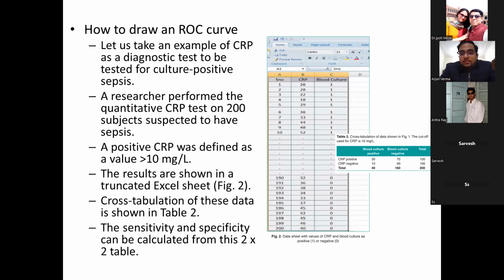So when the CRP is 26, 28, 22, 18, 19 in this form, we have calculated the CRP for 200 patients. Now, for the first time, we will take the cutoff of the CRP as 10 milligram per liter. And based on that cutoff, we will define the blood culture positive cases and blood culture negative cases, and we will define the sensitivity and the specificity.